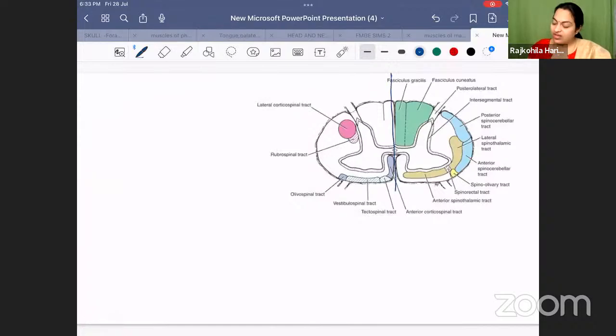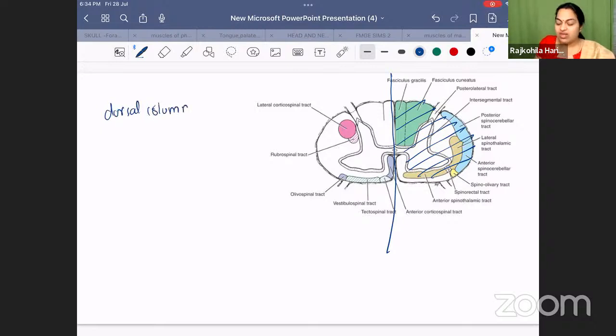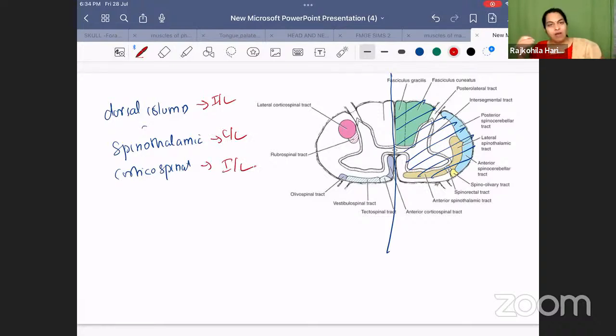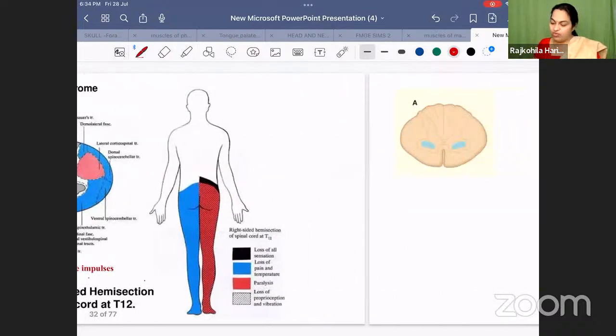So hemisection was the other name for the Brown-Sequard syndrome. Hemisection of the spinal cord. Okay. So again, that will be involvement of the dorsal column pathway, spinothalamic and the corticospinal, right? Lateral corticospinal. So as said earlier, dorsal column features will be on the ipsilateral side, spinothalamic contralateral, and this one will present with ipsilateral upper motor neuron type of spastic paralysis below the level of lesion. Okay, guys. So yes, that's about Brown-Sequard syndrome.